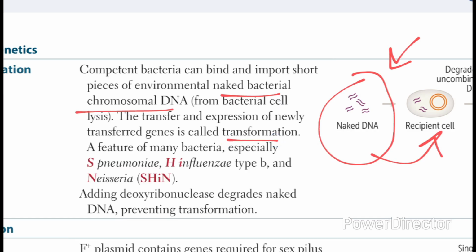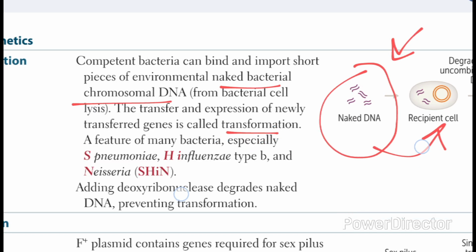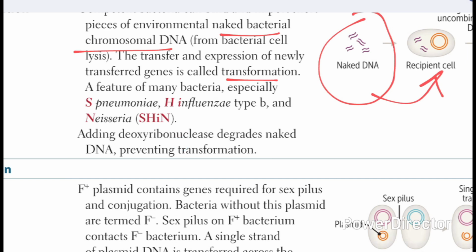The transfer and expression of the newly transferred genes is known as transformation, and it's a feature of many bacteria, especially Strep pneumo, H influenza type B, and Neisseria. Here is a short form that you can remember, and you will often see this in your first year, that is the SHiN mnemonic. So S stands for Strep pneumo, H stands for H influenza, and N stands for Neisseria.